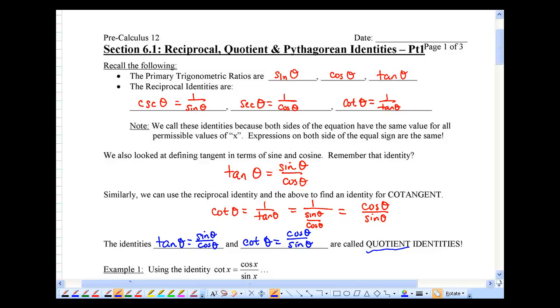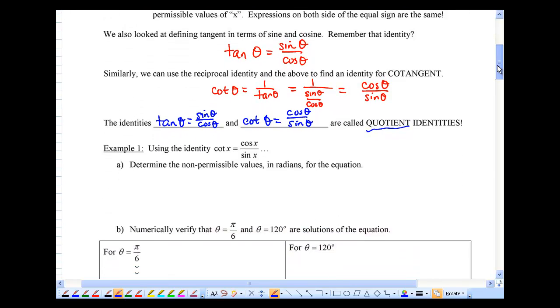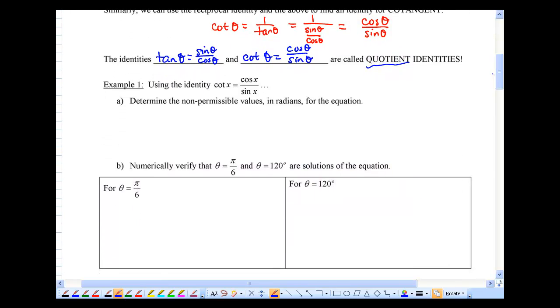For the first part today, I'd like you to use this identity that we just created: cotangent x equals cosine x over sine x. First of all, determine the non-permissible values in radians for this equation. I hope you remember that non-permissible values come when we have a denominator. And lo and behold, we have a denominator, sine x. You can't have the denominator being equal to 0. So where are the non-permissible values? Where is sine x equal to 0?